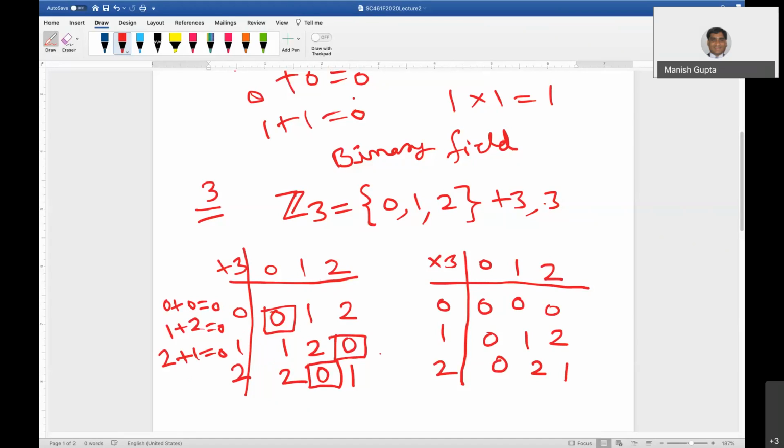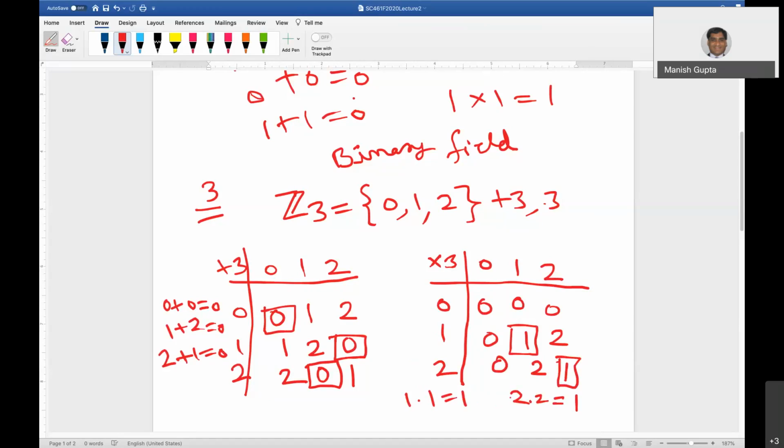Now, if you move to the multiplication table, we have two places where there is the multiplicative identity 1. So we have 1 into 1 is 1, and 2 into 2 is 1. That means 1 is the inverse of itself and 2 is the inverse of itself with respect to multiplication.